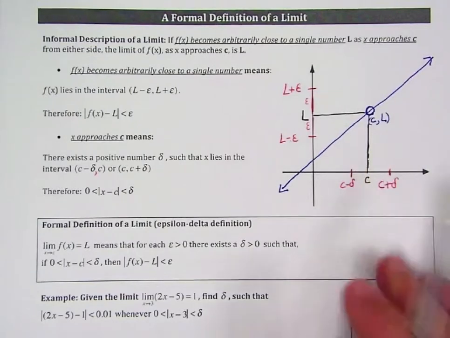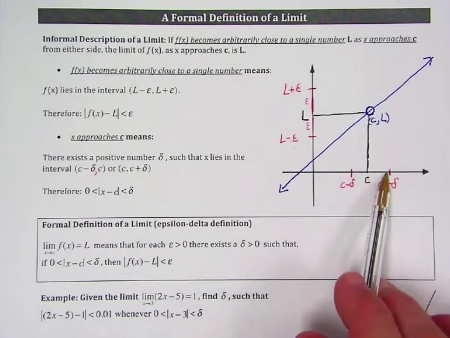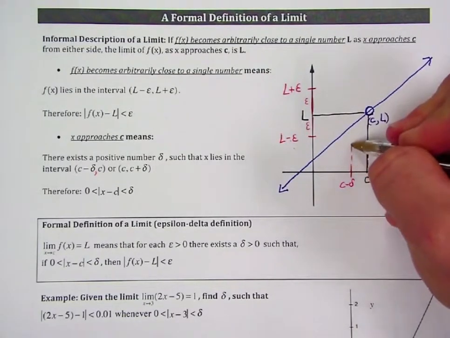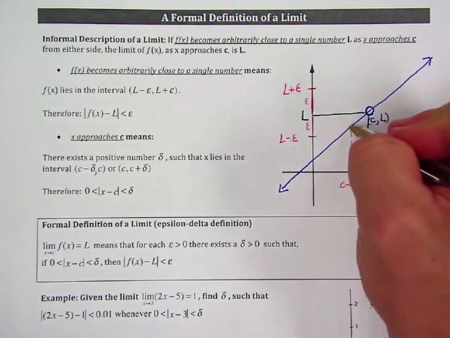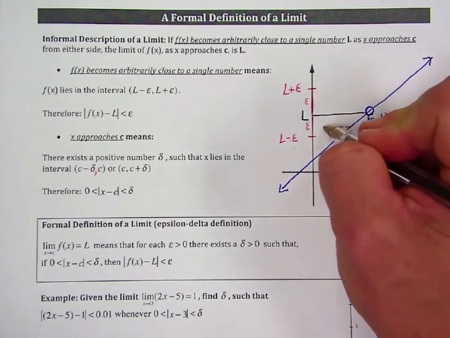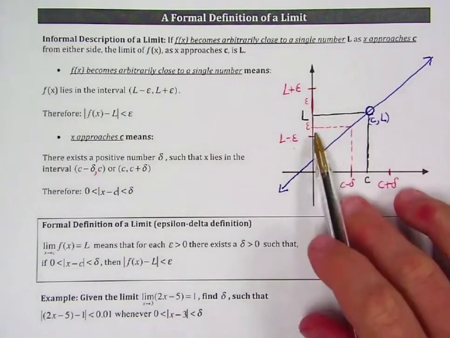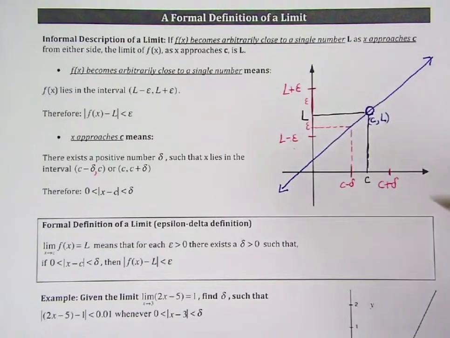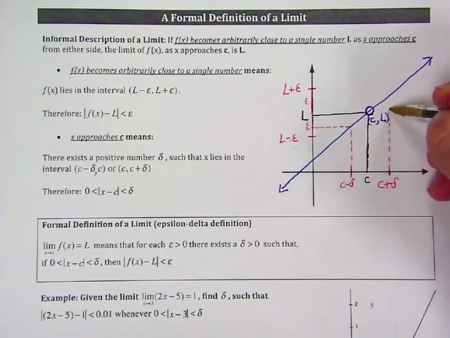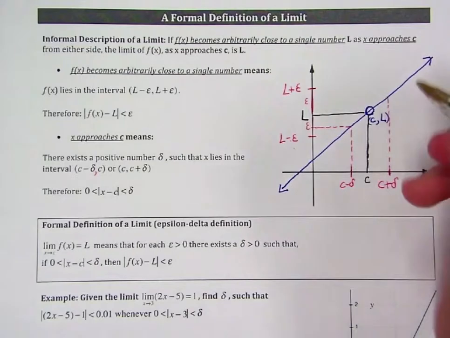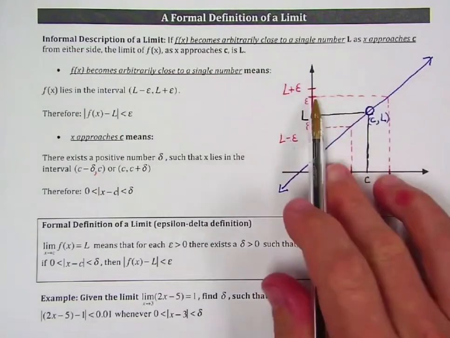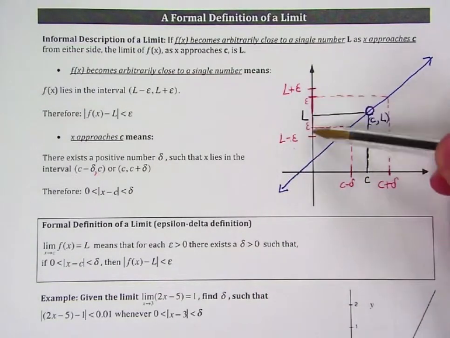So you can see x is approaching c, meaning we can get somewhere close enough within delta of c such that this happens as we map c minus delta up to our function, and if we map it back over to the y-axis, it's going to give us an f of x that falls within this range. Likewise, if we map c plus delta, so delta above c, up to our function, and then map it back over to the y-axis, that value of f of x will also fall in that range.